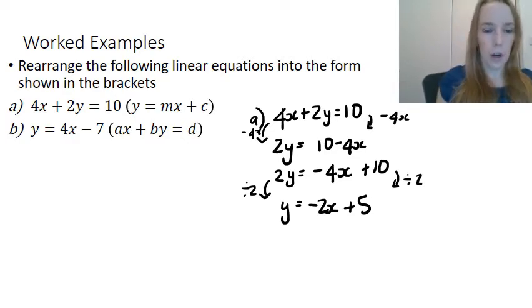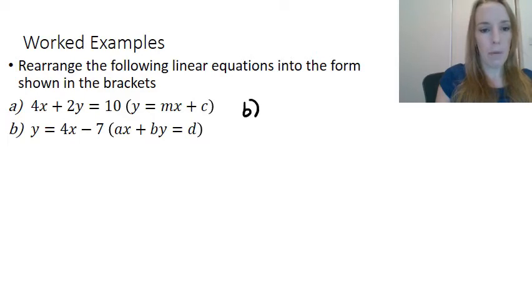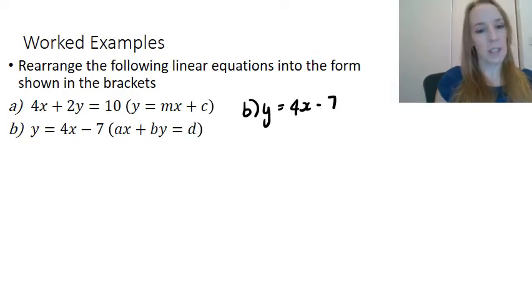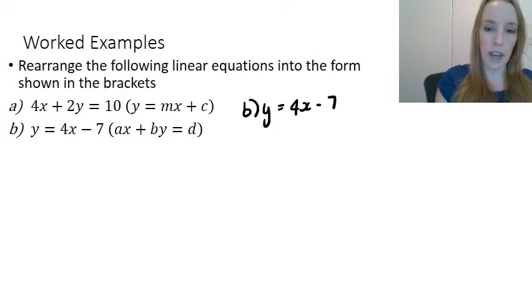Okay, so for B, I'm just going to clear the screen. For B, we've got y equals 4x take 7, and we want it to be in the form ax plus by equals d. So we want the x and the y's together on the same side. Okay, so it's up to you which way you move it around. So I might take 4x from both sides.